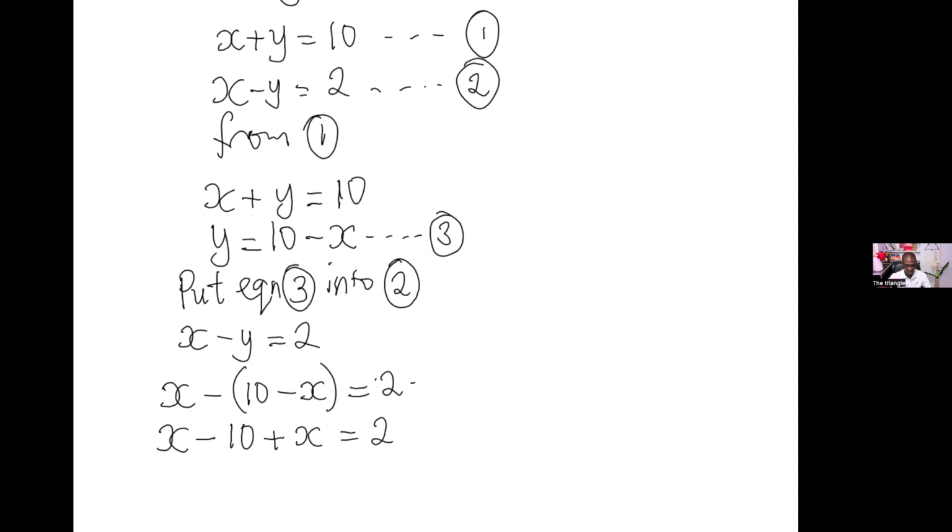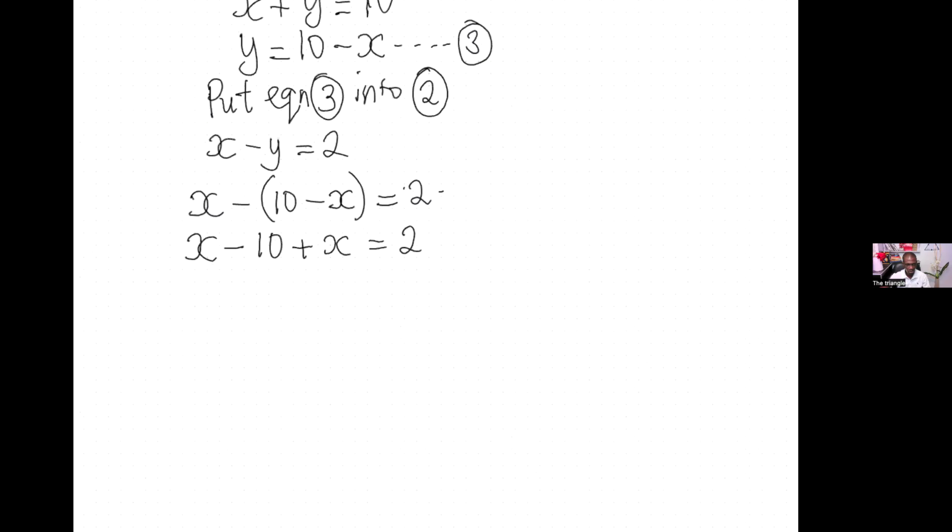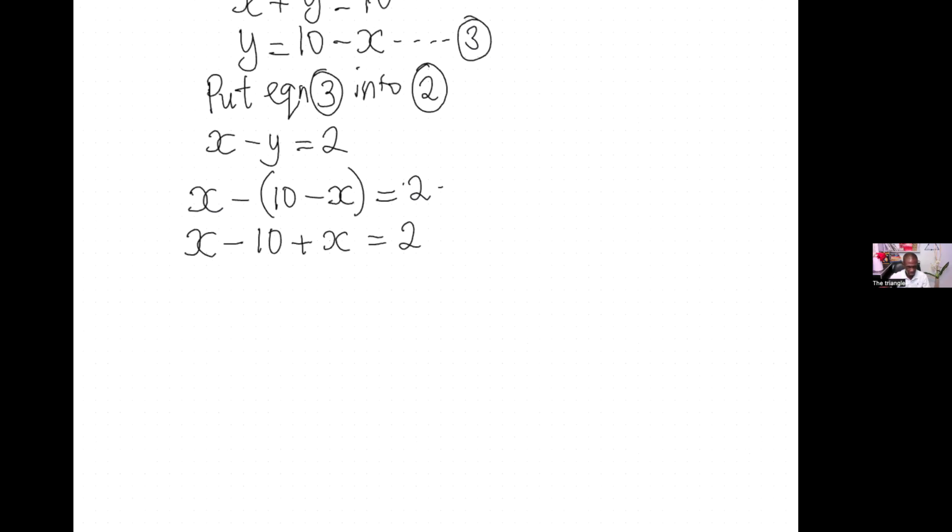Now let's evaluate. We can see we'll collect like terms. Therefore, we have x plus x. Then 10 will go across the equality sign to become positive. So we have 2 plus 10. Now, x plus x will give us 2x. Then 2 plus 10 will yield 12.